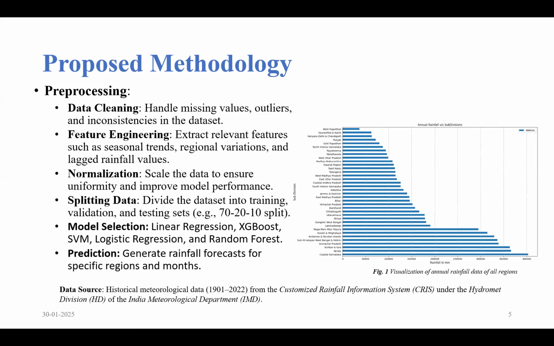After that, we did data pre-processing: we cleaned the missing values, removed outliers, and normalized the data. Feature engineering extracted key features like seasonal variations and regional differences. After that, model selection. We have selected five different ML models: linear regression, XGBoost, support vector machine (SVM), logistic regression, and random forest. In the prediction process, the model predicts monthly and annual rainfall for different regions in millimeters.